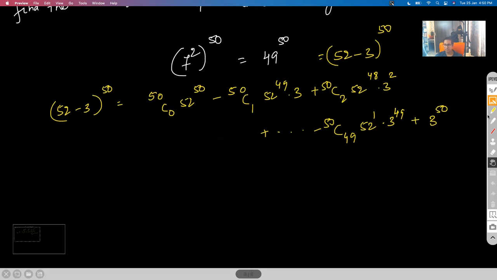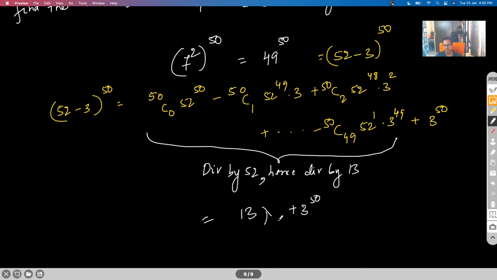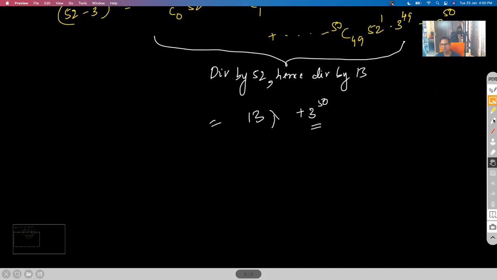Now the problem here is till here, everything is divisible by 52, and hence divisible by 13 also. So you have something like 13 lambda plus 3 to the power 50, right? So here, this term is not a simple term. It's a huge number. So now your problem simplifies to finding the remainder from 3 to the power 50, because whatever remainder comes from this term will be your remainder of the original question also, because other terms are not going to give a remainder.